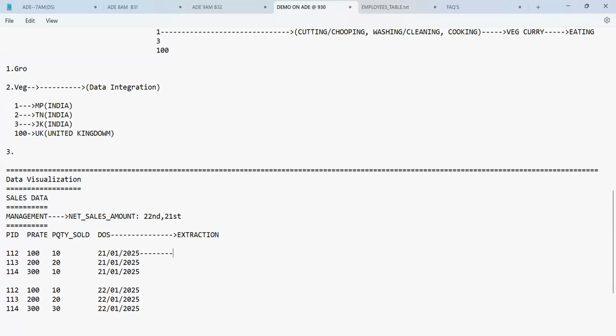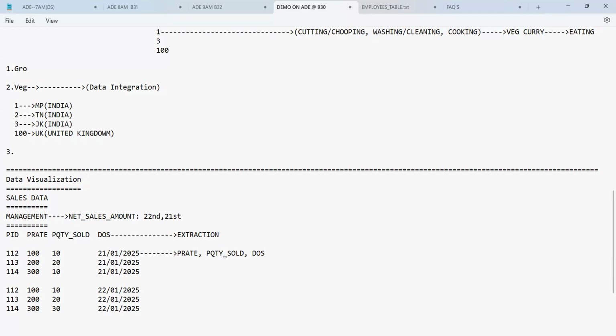So for that, what we are going to do, guys? Okay, the rate I will extract. So I will use the product rate here, then the product quantity sold, and the date of sales. Three things I'll use here, guys. I will pull out the three things. Only three columns. Though you have four columns, I'm pulling out three columns.